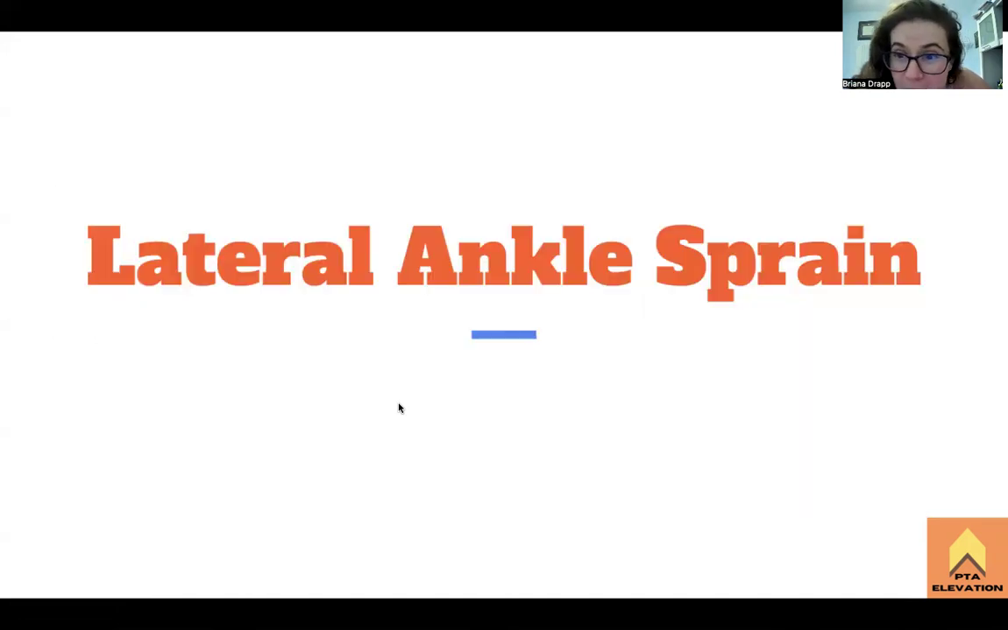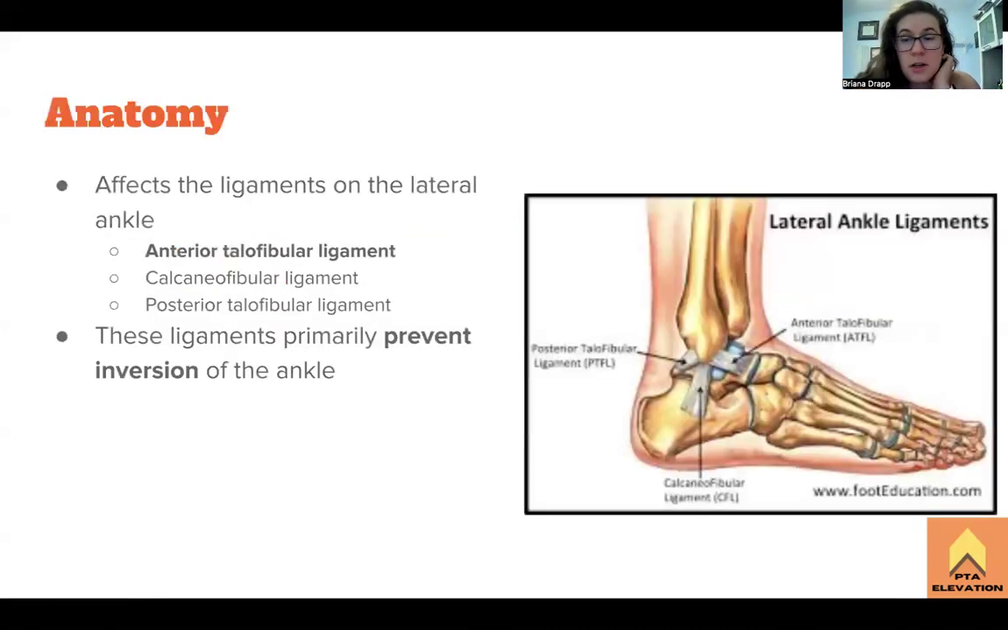But let's talk about lateral ankle sprains. So this is probably one of the most common ankle injuries you will see. It's also very popular on the exam. So let's talk about the anatomy associated with it.